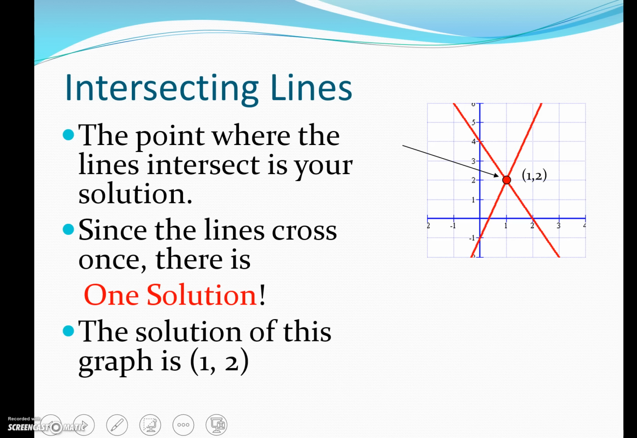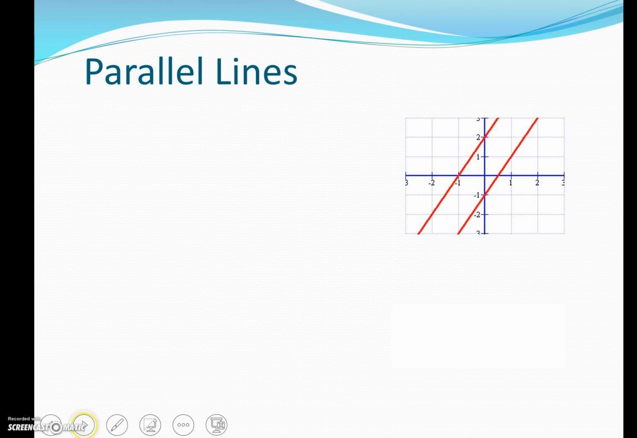In this specific example here, they're intersecting at the coordinate (1, 2), because you can see on the x-axis it is above 1, and on the y-axis it's at 2. So our coordinate here is (1, 2). So the solution to the system is the coordinate (1, 2).